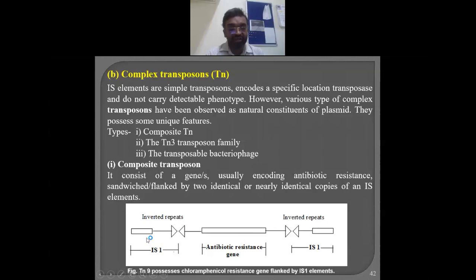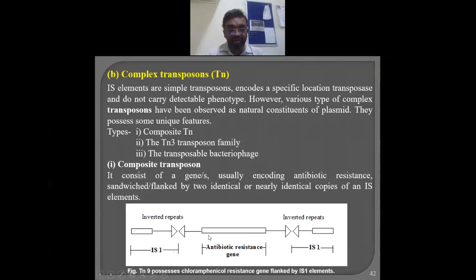Here it is shown, for example, this is the IS1. The structure of this IS1 is exactly similar to the previous one, but here this is considered as a transposon now. Why? Because it is part of this three-component structure: insertional sequence, then antibiotic resistance gene, and then insertional sequence. And the characteristic feature of the IS element is that it possesses the inverted repeat, that is also there. In that way, this is the structure in front of you.